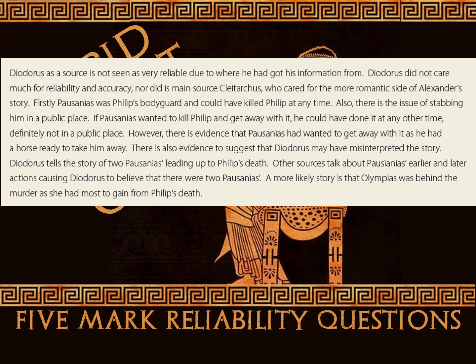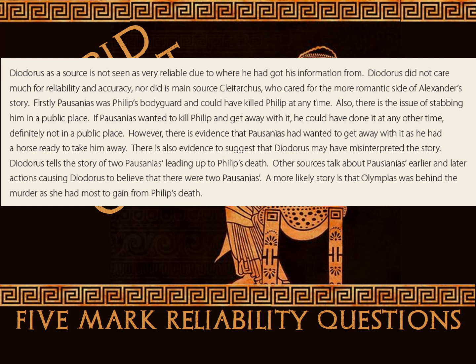So it's quite clear. It talks about Pausanias' motives. It talks about some of the details of what was happening. It also, at the end, posits an alternative version. Now, this is obviously a very high-level answer. This is a candidate who clearly knows their material inside out. This idea that there's more likely stories that Olympias was behind the murder. That, again, is using specific knowledge of the authors and the story to offer an alternative view.